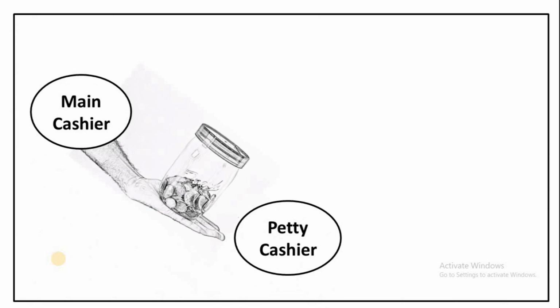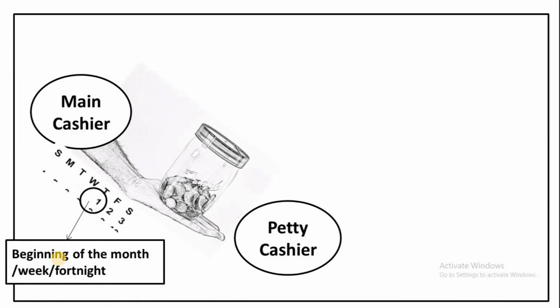In order to avoid this complexity, the main cashier gives some amount in the beginning of the month or beginning of the week or fortnight once to the petty cashier to manage these small expenses. Here, main cashier means the one who gives us the opening balance amount for our petty cash account. He is called the main cashier. The one who receives the balance and enters the entries into petty cash book is called the petty cashier.